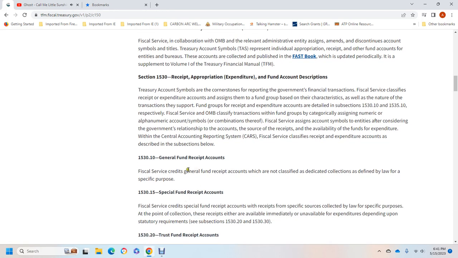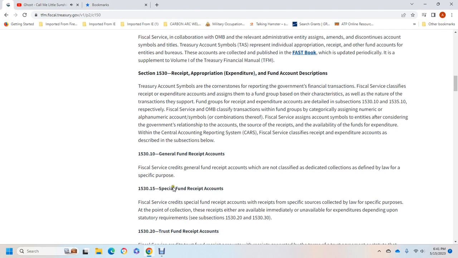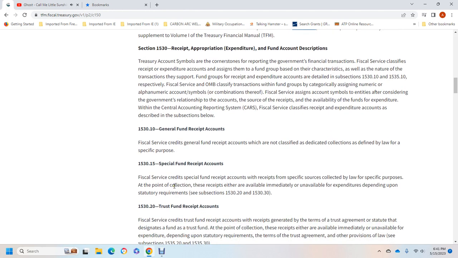1530.10 General fund receipt accounts. Official service with the credit for the general fund receipt account with the not classified with the dedicated collections as defined by law with a specific purpose. 1530.15 Special funds. Official service with the credit special funds with the receipt of the accounts with the specific source collected by the law with the specific purpose of the point of the collection. These receipts are available immediately, unavailable to expenditure, depending on the statutory requirements.